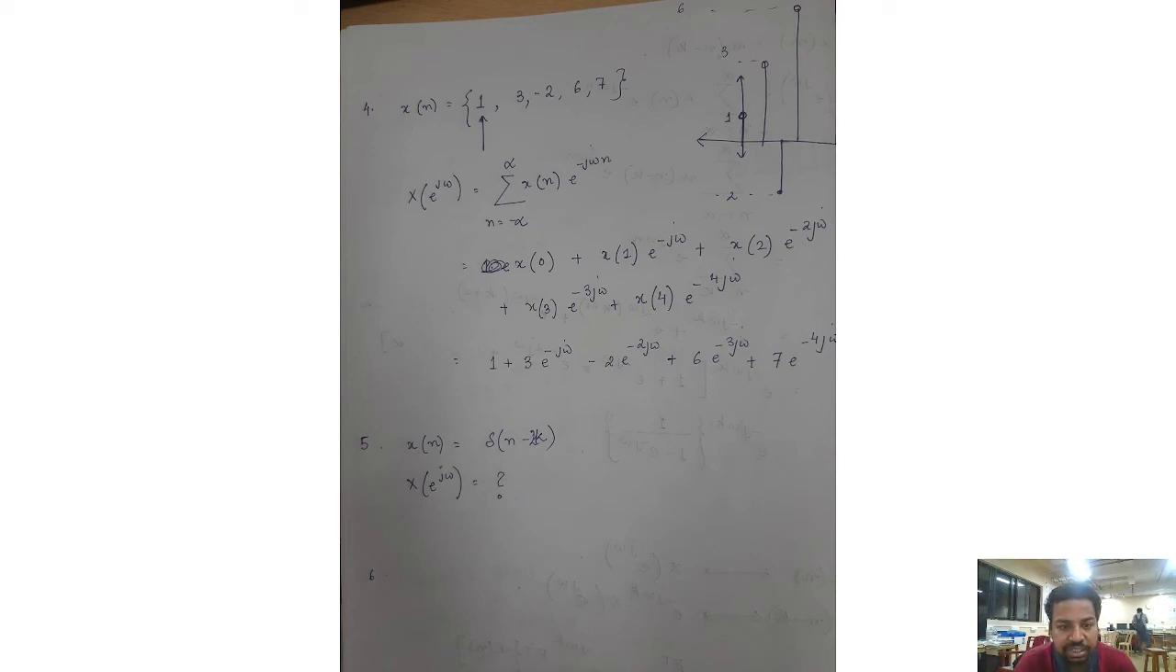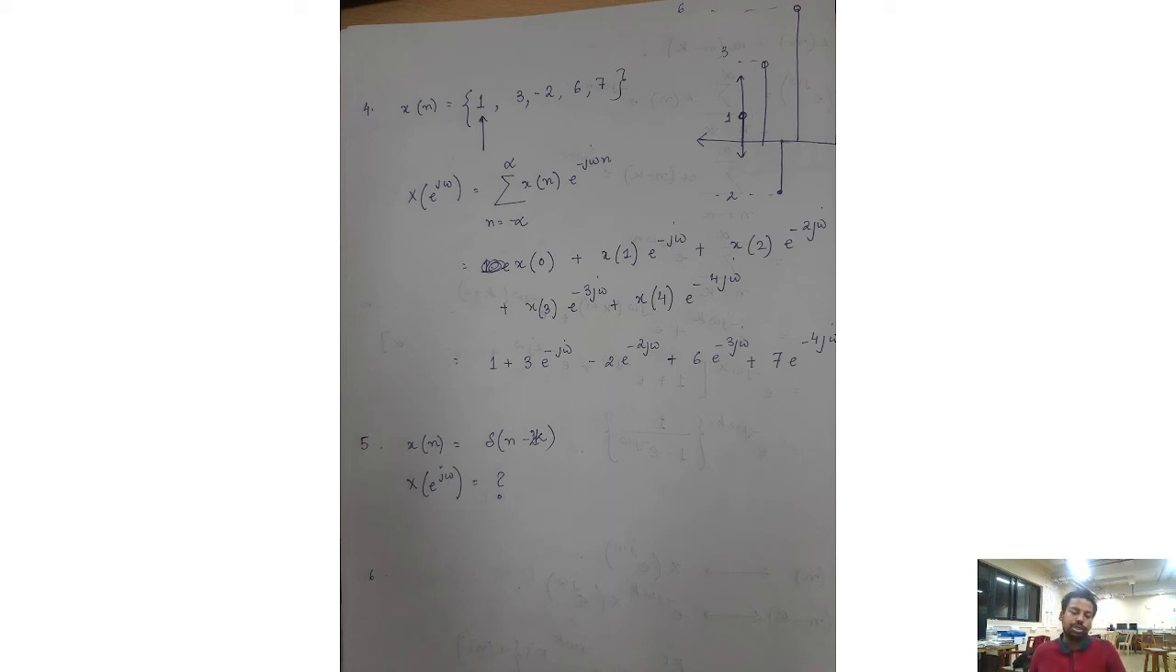The value of x of 0 is 1, x of 1 is 3, x of 2 is minus 2, x of 3 is 6, and x of 4 is 7. So replacing these values, the DTFT for this sequence equals 1 plus 3 times e to the power of minus j omega, minus 2 times e to the power of minus 2 j omega, plus 6 times e to the power of minus 3 j omega, plus 7 times e to the power of minus 4 j omega. Okay, so this is ultimately the Fourier transform for this sequence.